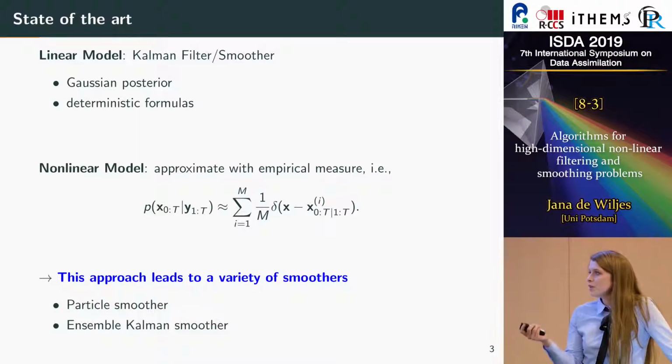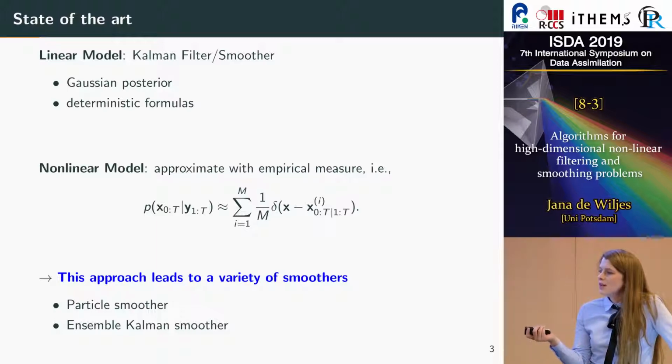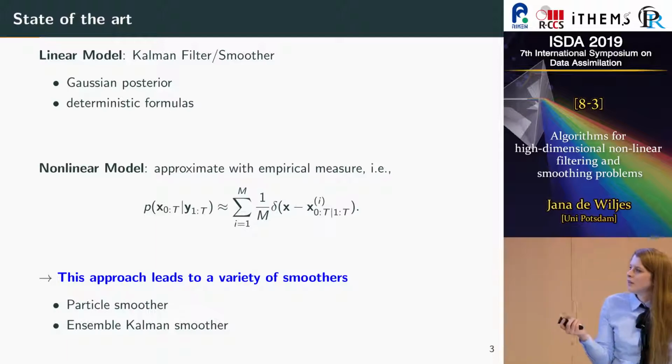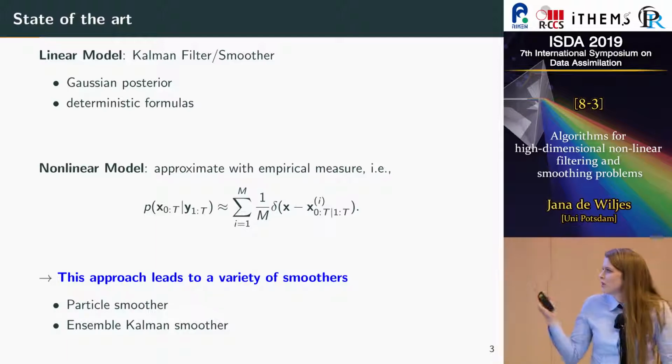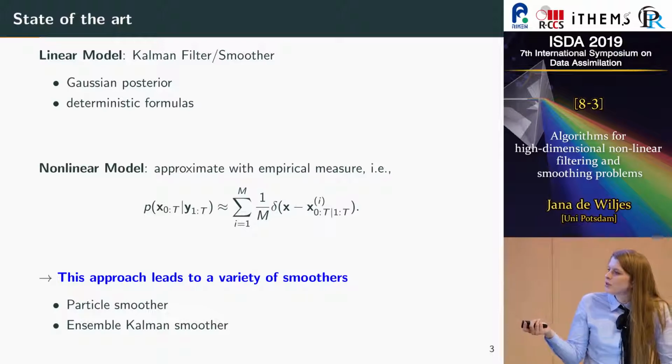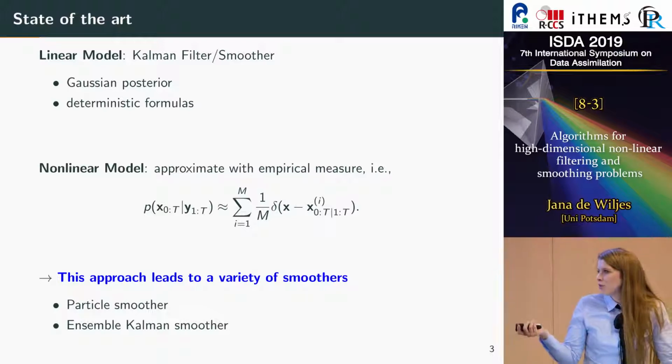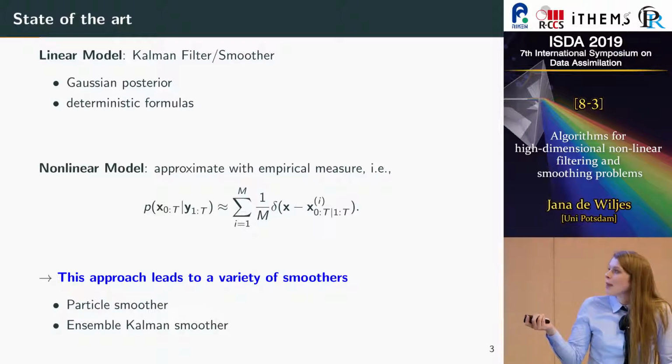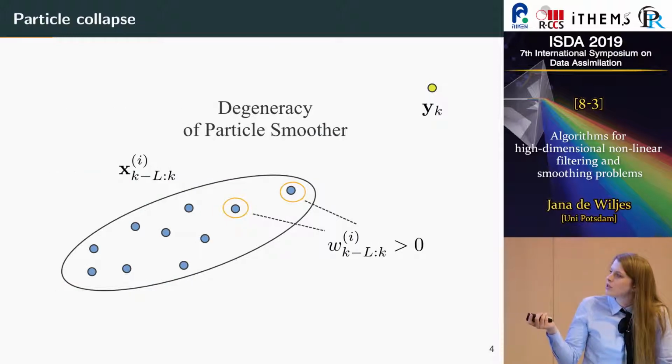I want to look at particle methods. So I'm approximating the posterior in a Monte Carlo fashion. And depending on how you get from your prior ensemble to the posterior ensemble, you end up with a variation of different smoothers. This could go more in the particle smoother direction or more in the Ensemble Kalman smoother direction. And I will discuss a mixture of both.